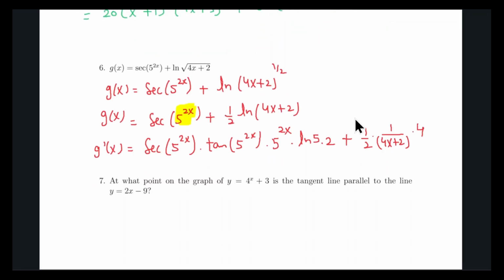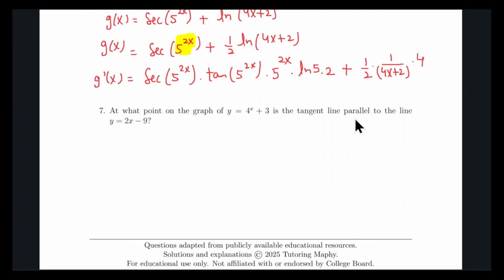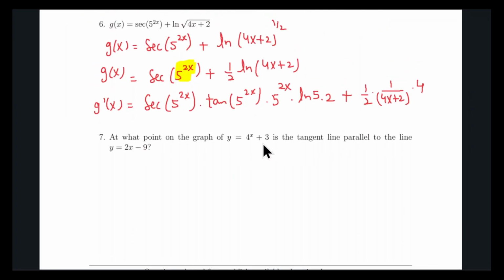That's my answer. Okay, and we're talking about at what point on this graph is the tangent line parallel to the given line. Tangent line parallel means what? We need to compare the slopes, and parallel lines means equal slope. So I'm looking for the slope of this function at that point. It should be the same as the slope of this, and thankfully this is y equals mx plus b form, so the slope is just 2.